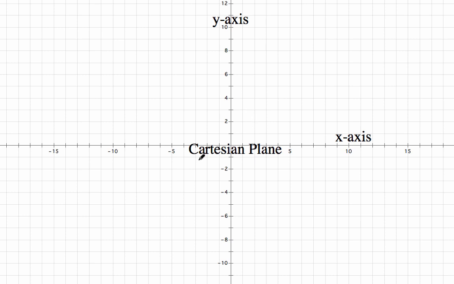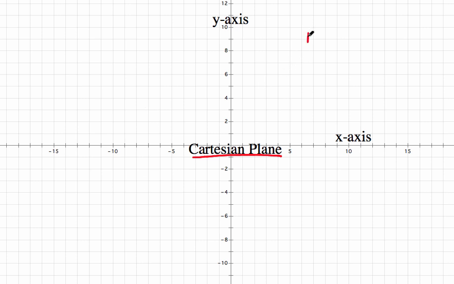As you know, we have a plane. We call this the Cartesian plane. It's usually the grid that you see when you need to plot points. Of course, we have our x-axis and our y-axis. There are four other things that you should know about your Cartesian plane, and those are your quadrants.